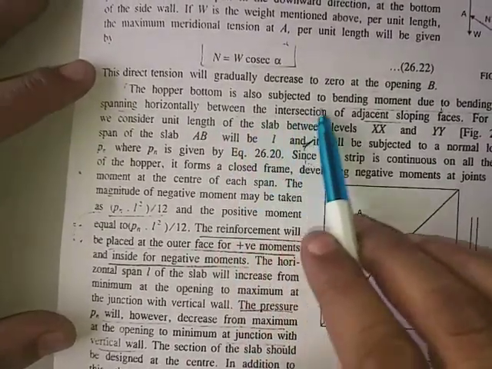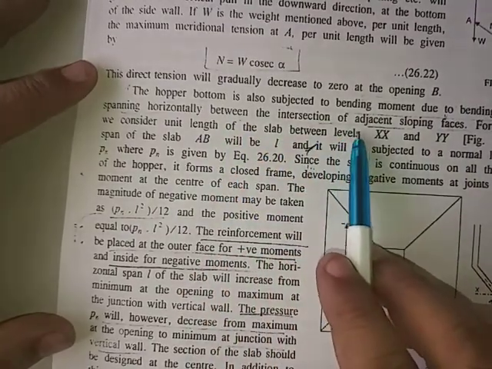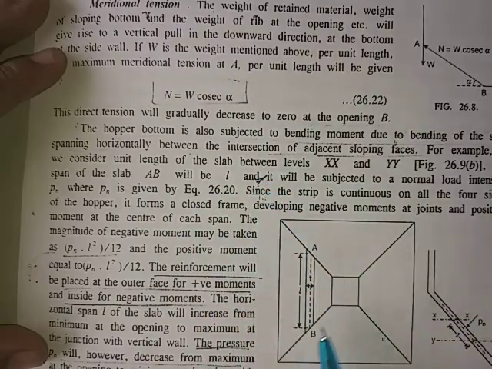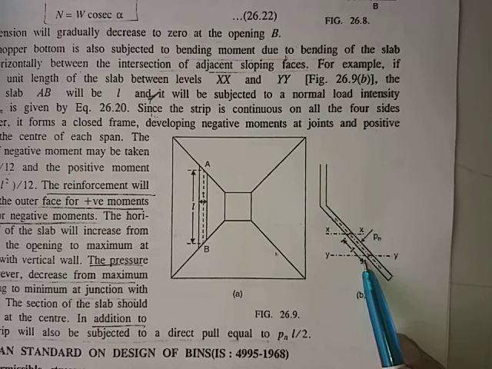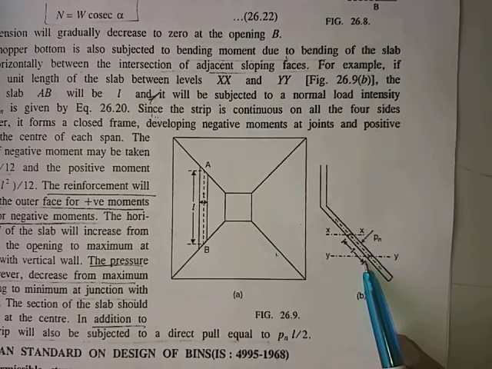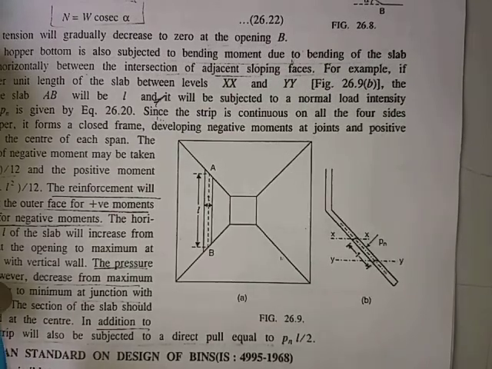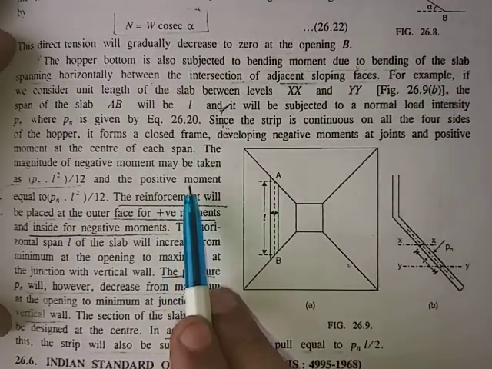The hopper bottom is also subjected to bending moment due to bending of the slab spanning horizontally between the intersection of adjacent sloping faces. For example, if we consider unit length of the slab between the levels XX and YY, which you can see over here, the span of the slab AB will be L, and it will be subjected to a normal load density Pn, where Pn is given by the equation we derived earlier. So Pn is equal to Pv cos square alpha plus pH sin square alpha plus Ws cos alpha.